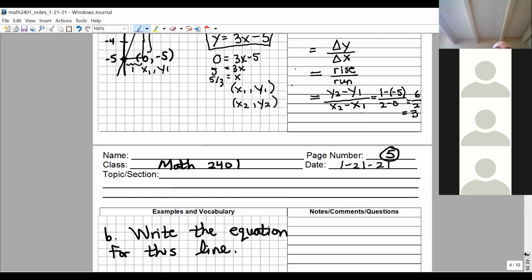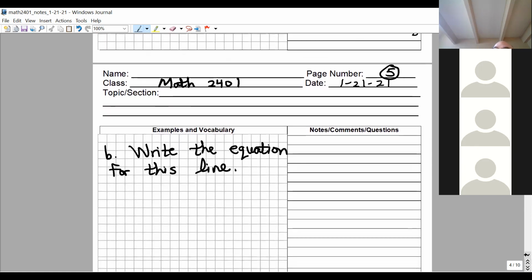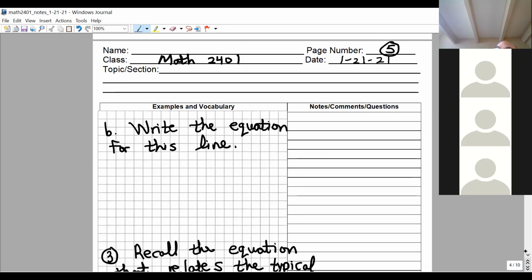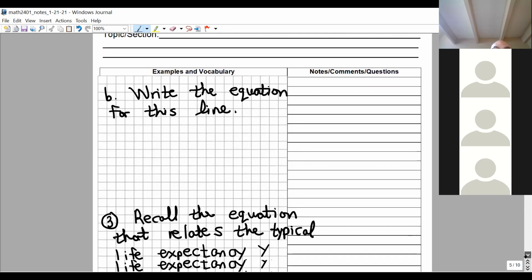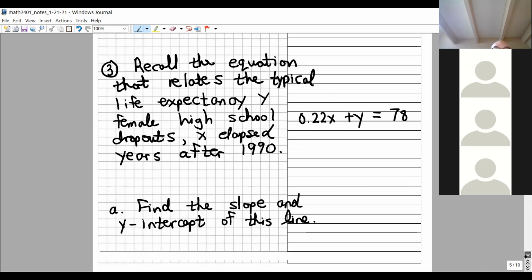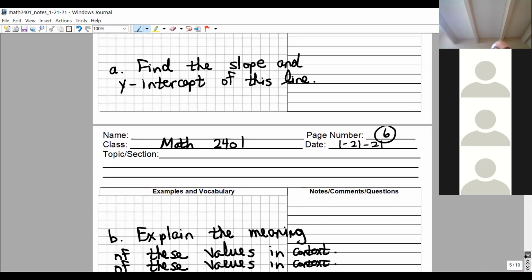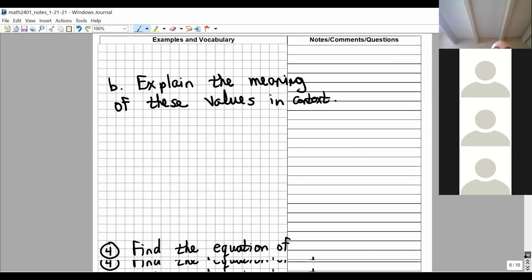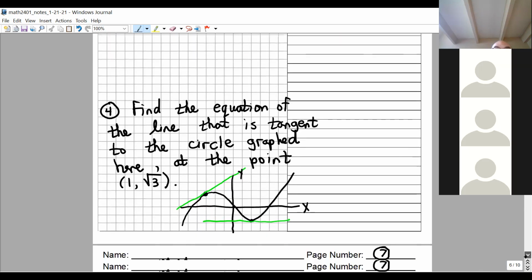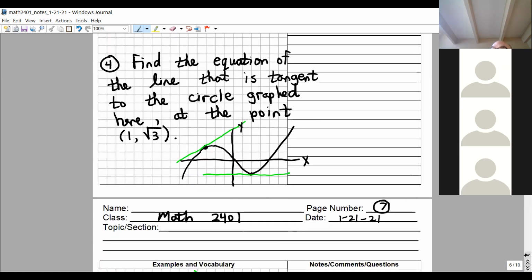All right, now I'm going to skip down. We're going to come back to this example next time. This is a nice example, but we're going to come back to that next time. I want to get to problem number 4 because I want to get a little bit more calculus into our brains now, not just straight lines.